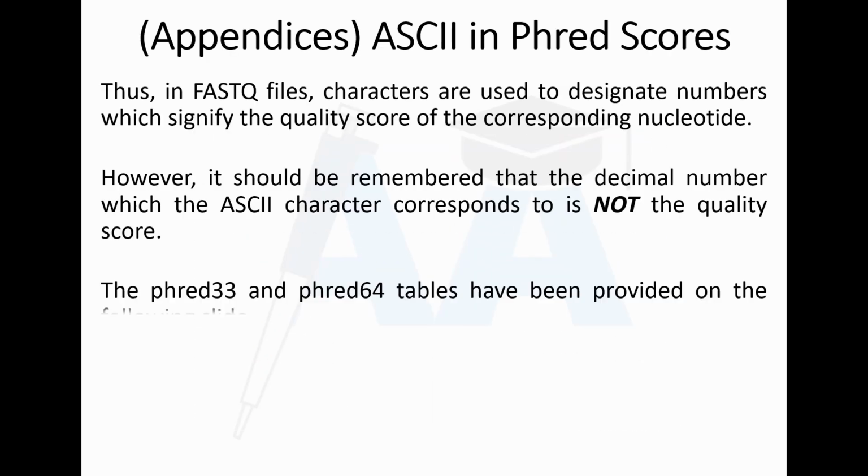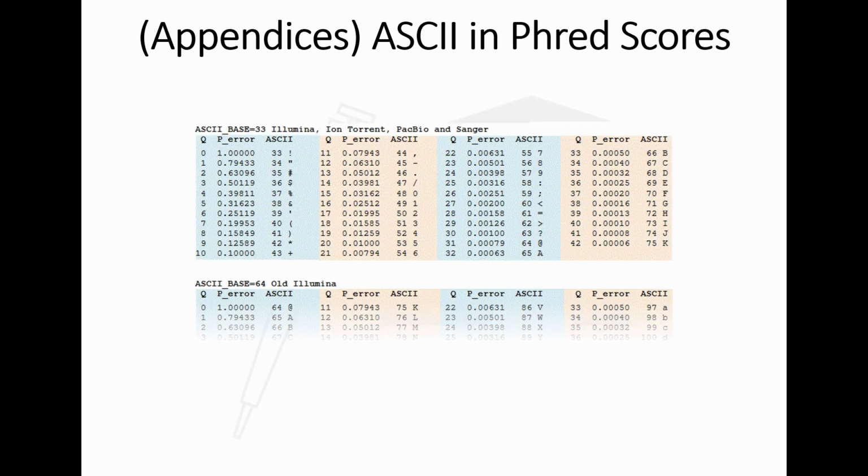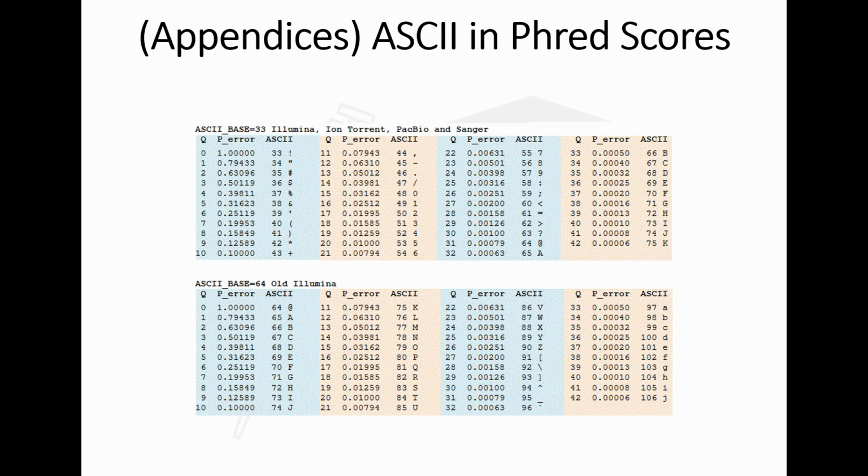And now, at last, we can talk about Phred scores in FASTQ files. As stated earlier, FASTQ files use a single ASCII character for each nucleotide to designate the corresponding quality score. Similar to an ASCII table, there are two Phred tables which tell us the corresponding quality score for each ASCII character. Be mindful of the fact that a quality score of 0 does not correspond to the ASCII character for 0. Under the Phred 33 system, a Q score of 0 is represented by the ASCII exclamation mark, which has a decimal value of 33.